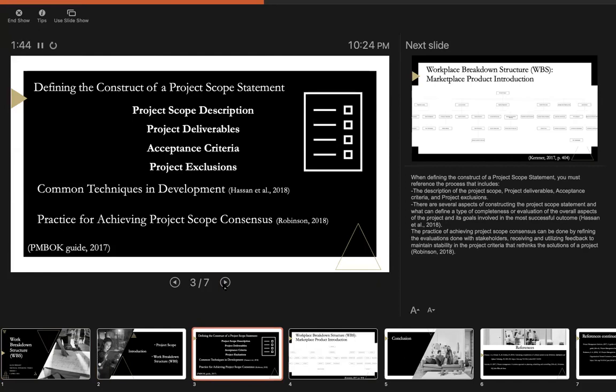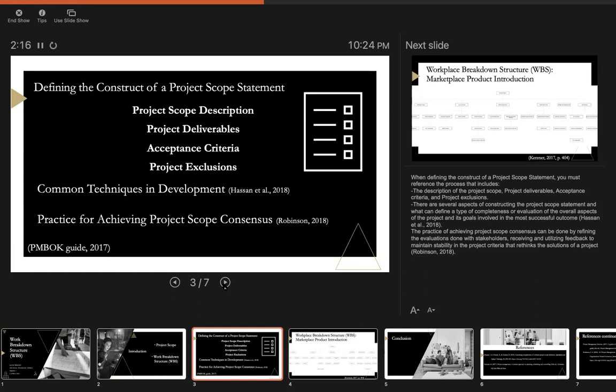And there are a few steps in that process, which include the description of the project scope, which can change throughout the project and tends to develop over time, depending on things that happen in certain areas of the project and the schedule that you're on. The project deliverables, of course, what you tend to get at the end of the project, acceptance criteria in each stage, and then the project exclusions and things that need to be taken out, things you want to stay away from in the project.